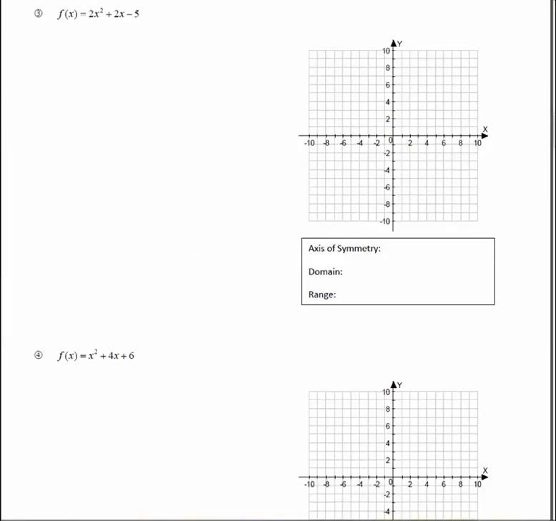All right, here's our next example. f of x is 2x squared plus 2x minus 5. And if I start by looking for my vertex, x is minus b, which would be negative 2, over 2a, which would be 2 times 2. Negative 2/4 or negative 1/2, I could write it as negative 0.5. To get the y, we'll plug negative 0.5 back into the original function.